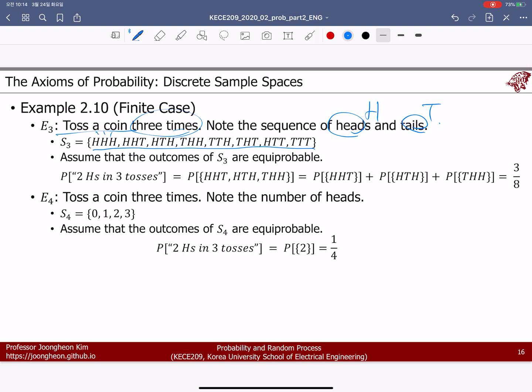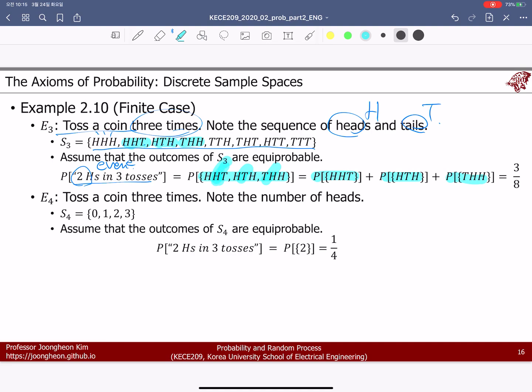This is head, head, head for these 3 iterations, and we have head, head, tail, and so forth. Then our event is that we need outcomes with 2 heads. So here we have 2 heads, 2 heads, 2 heads. This is our region of interest, and then we can divide just like that because they are mutually exclusive.